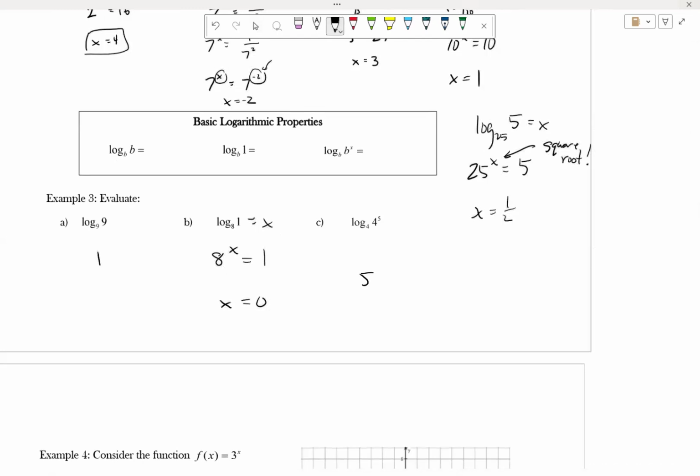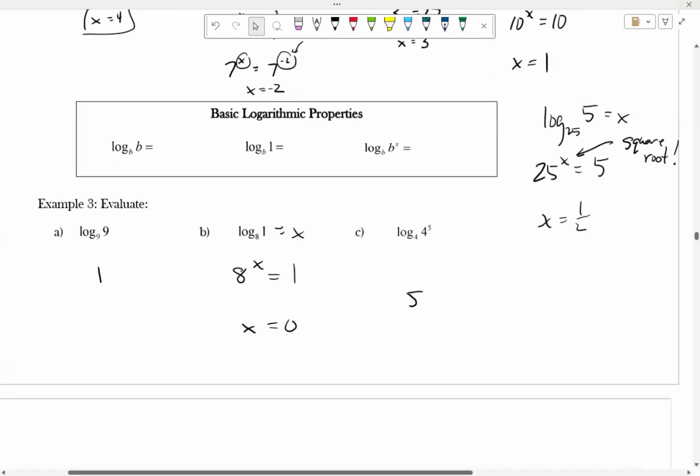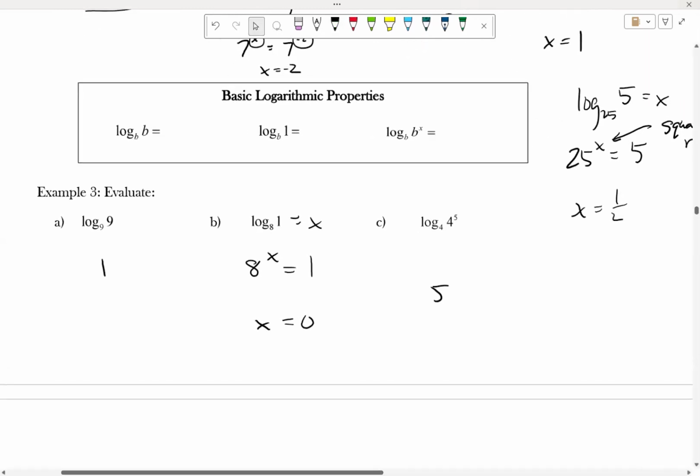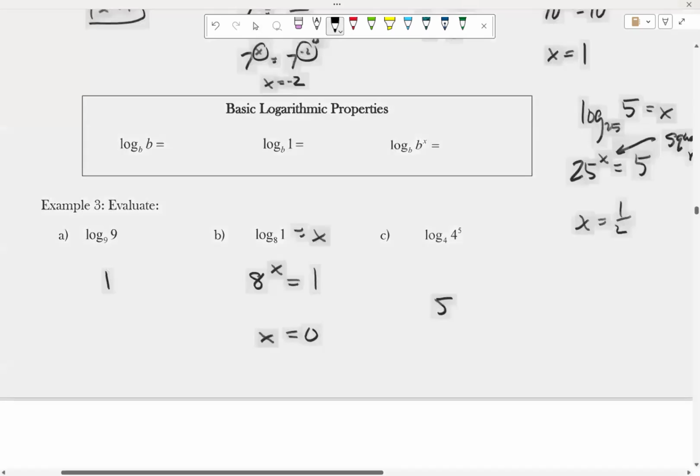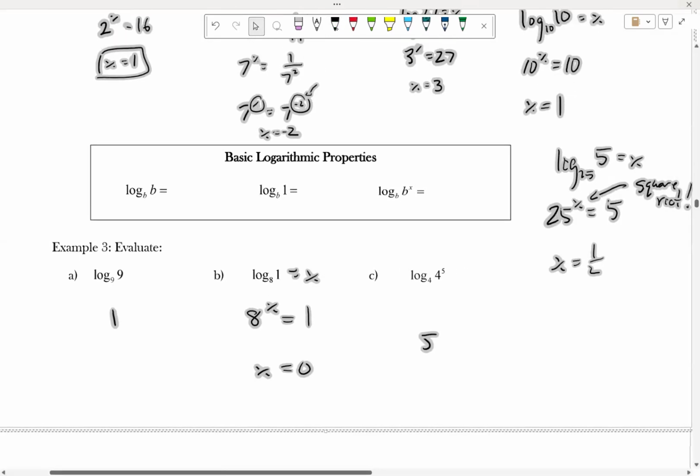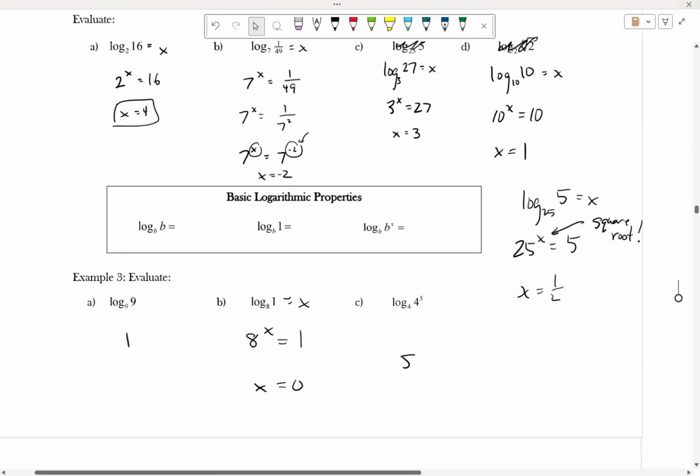It is 5. And this leads us to the basic properties of logarithms. So log base B of B is always going to be equal to 1, just like it was in A, and just like it was in one of the ones that I gave you up here, like in D. Oh, so this is 1. Log base B of 1 is always going to be equal to 0. And log base B of B to the X is always going to be equal to X.